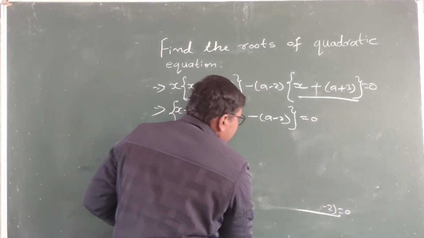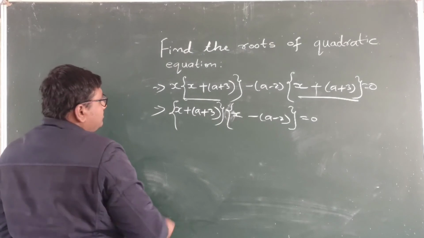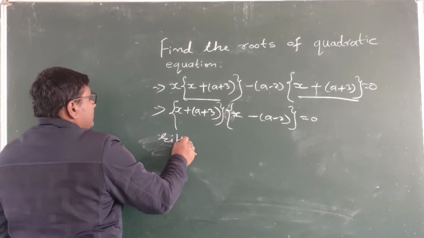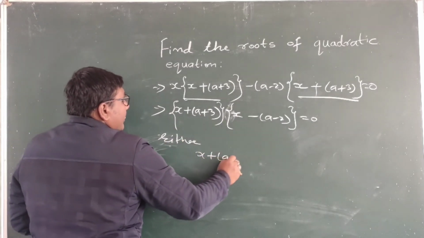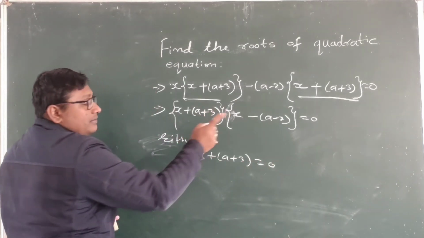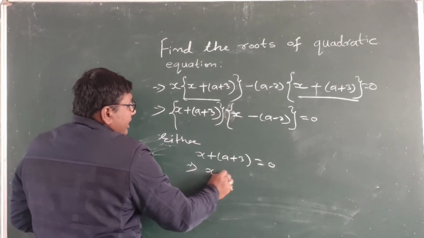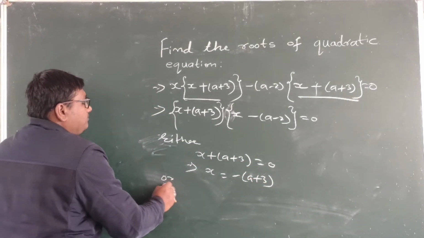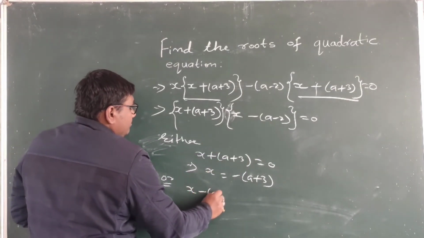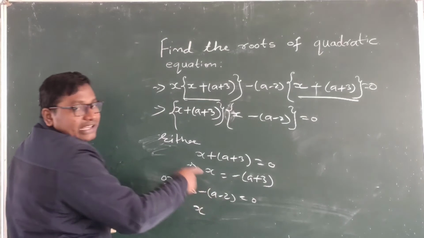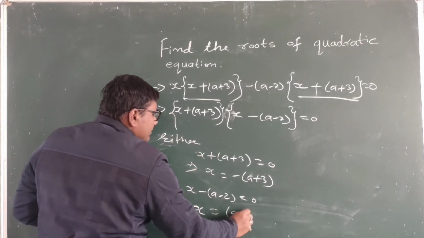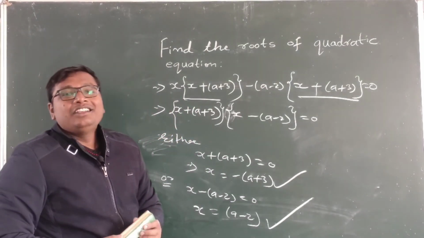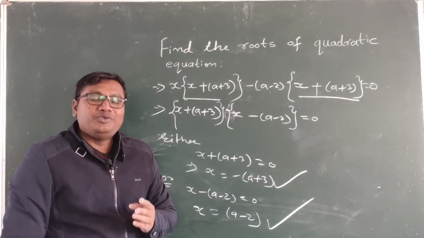Now either this will be equal to 0. If this becomes equal to 0, then the value of x will be minus (a plus 3). Either this will be the value of x, or if this becomes 0, then this minus will become plus going to that side. So these are the roots of the quadratic equation. So two questions I have solved today for you. I hope you have understood everything well.